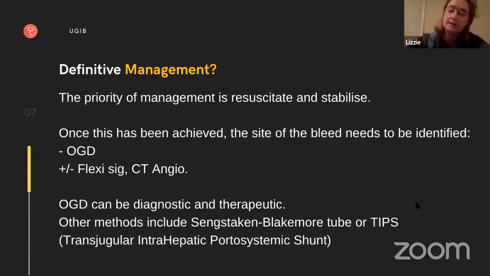If they can't ablate or put adrenaline into the ulcers, they can ligate the varices on OGD as well. But if that's not appropriate or there are different causes, these more dramatic methods can be used, which I won't go into now, but it's good to be aware of because they may be used at tertiary centres.